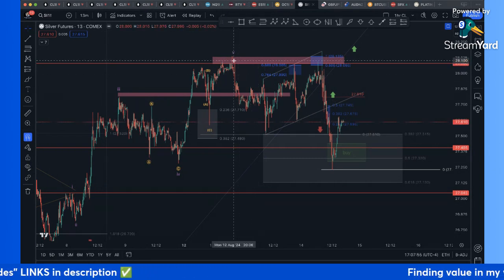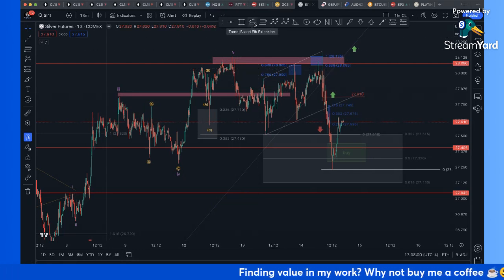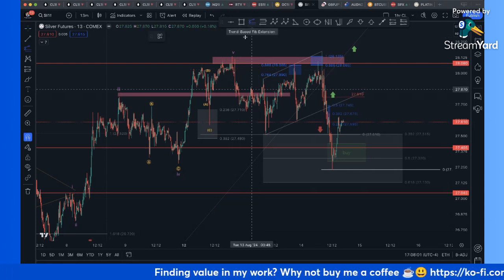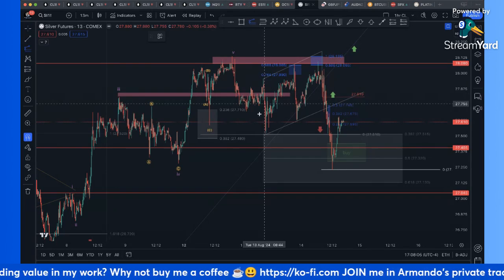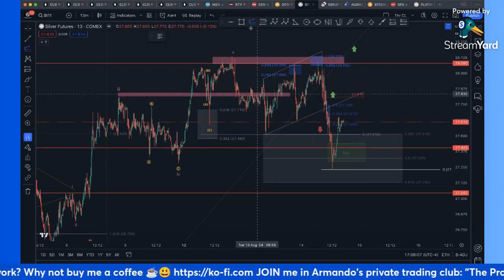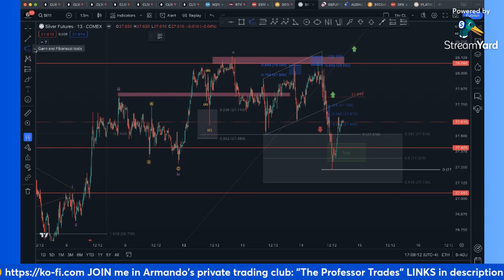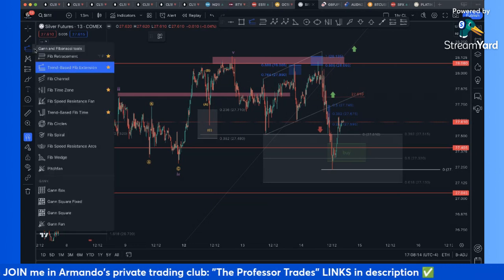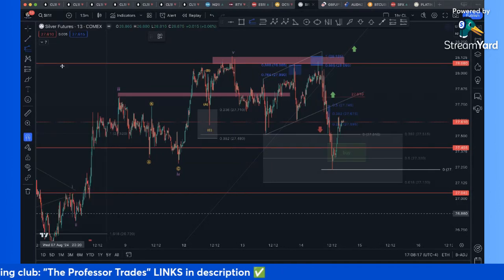Now, I didn't know this at the time, right? Because I needed more price information to unfold. Once this came down in 3 waves, I measured for it. Now, let me show you how I measured for it. I'm using the tool called Fib Projection, Trend-Based Fib Extension. I'm in TradingView.